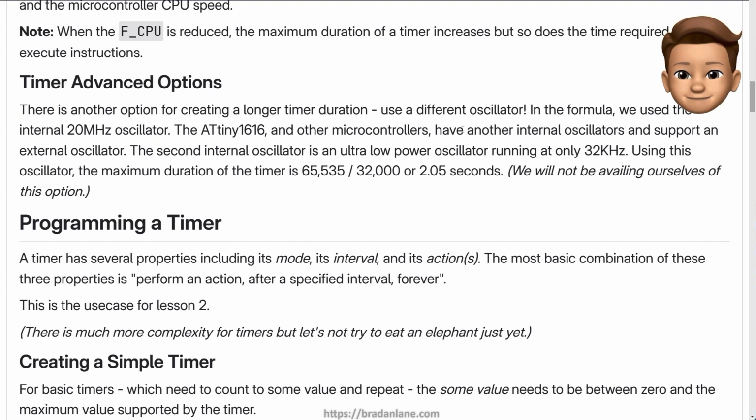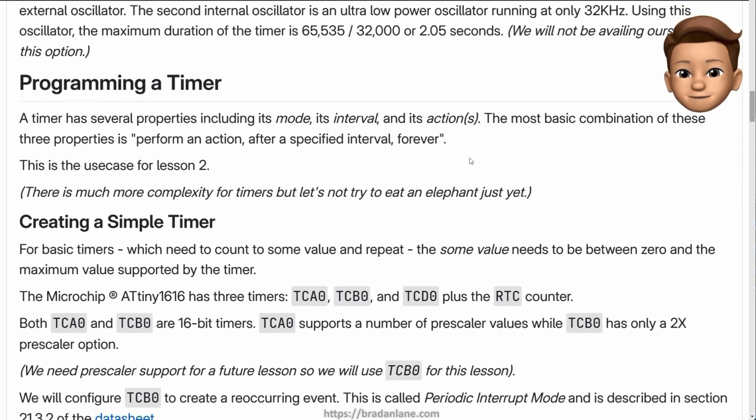Simplest way to think about a timer is it has a mode, which it's going to be doing. It has an interval, how often it's going to be doing, and then it has an action or actions. What is it going to be doing? So we put this together, we end up with perform an action at a specified interval forever. And that is the use case that we'll be using in Lesson 2.